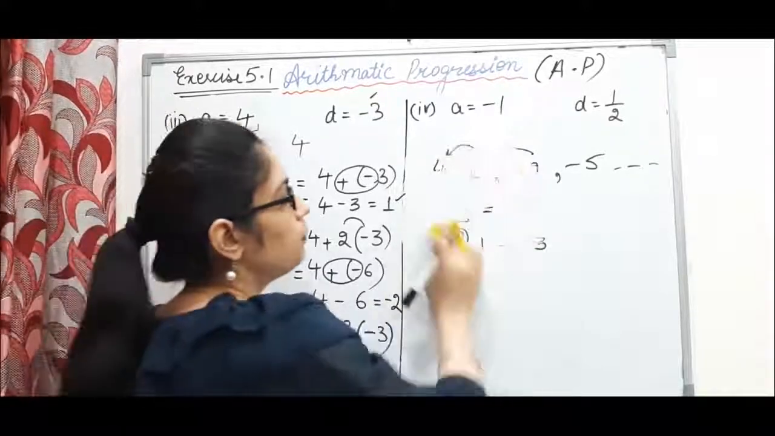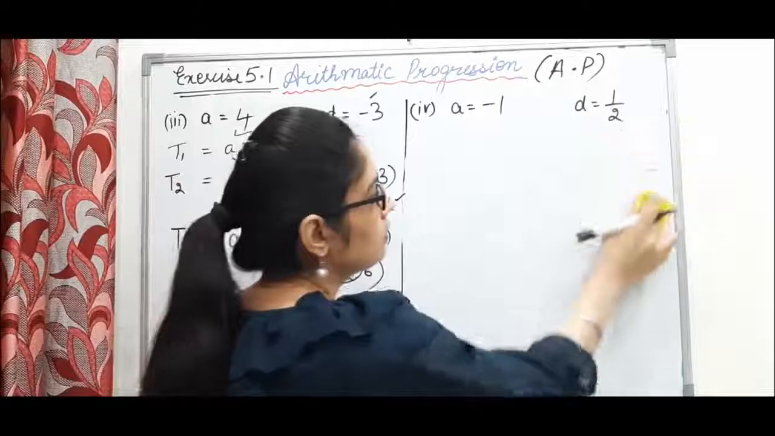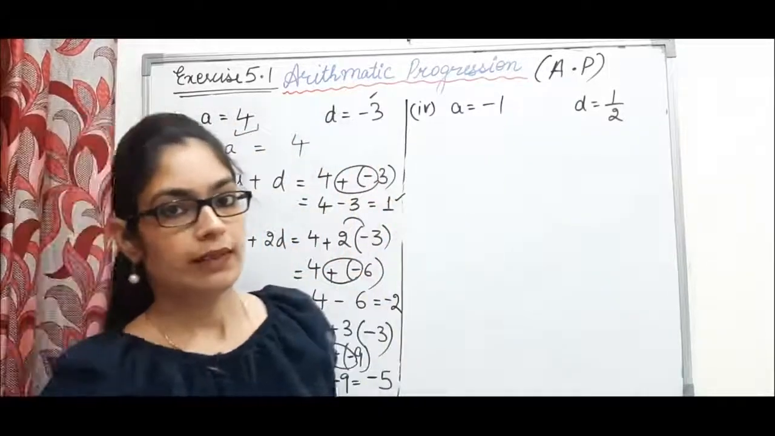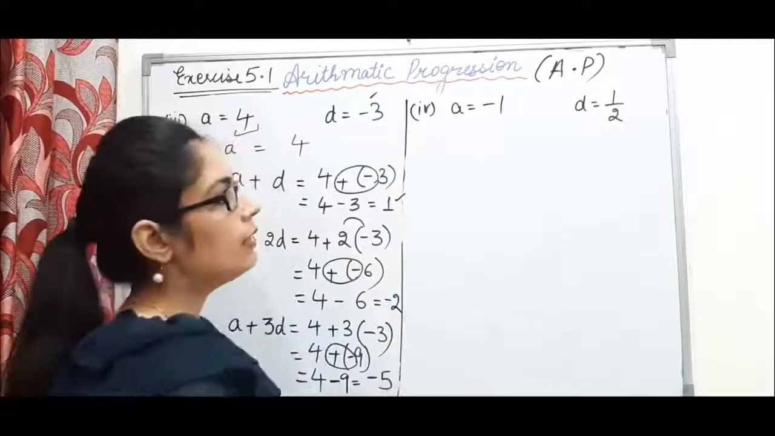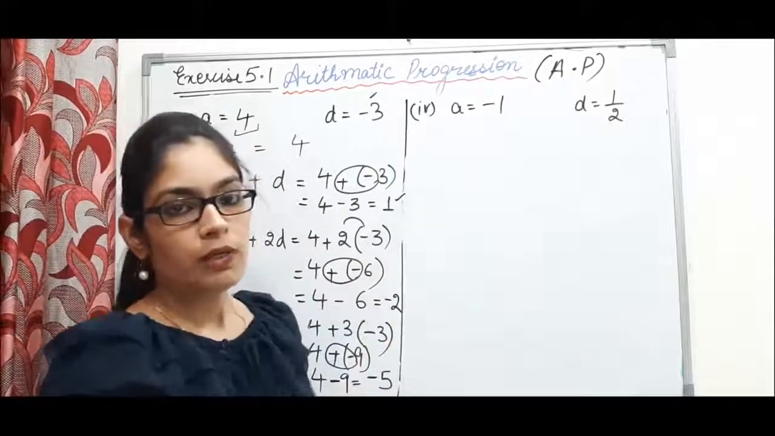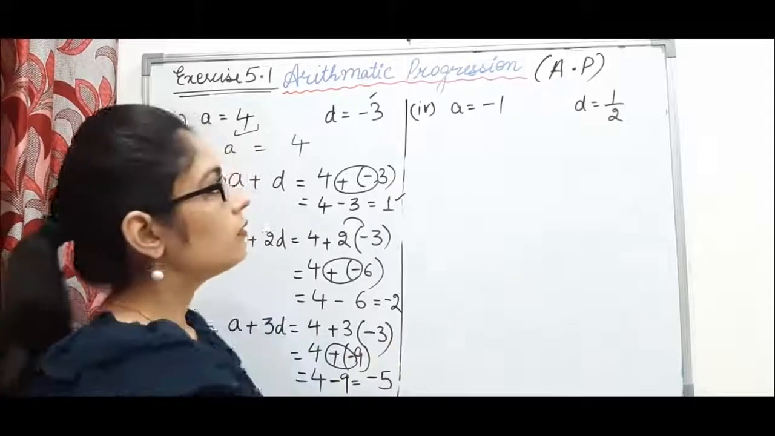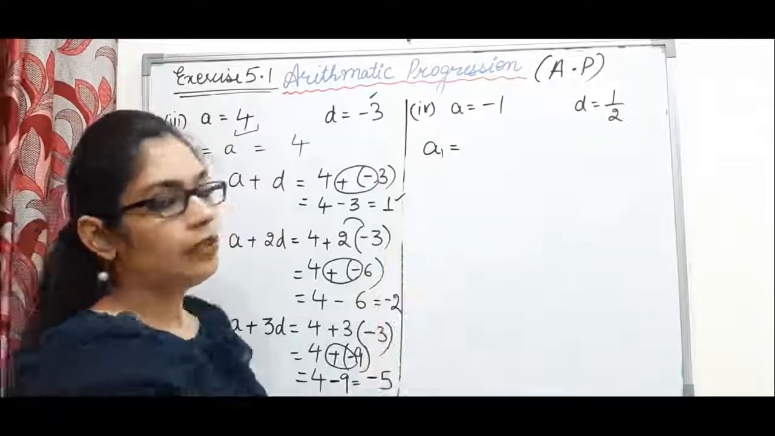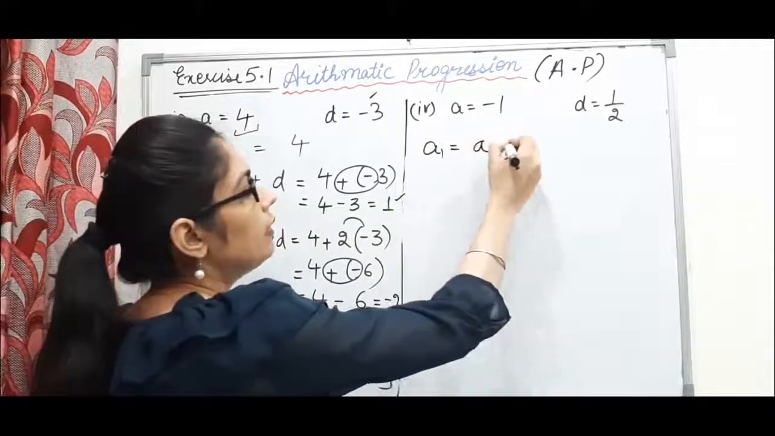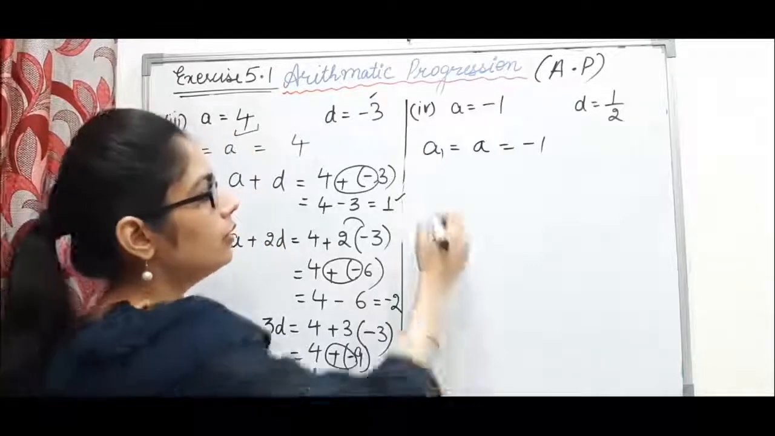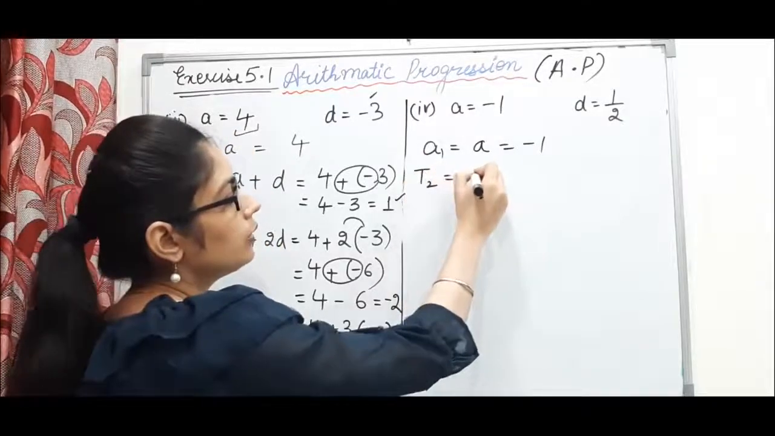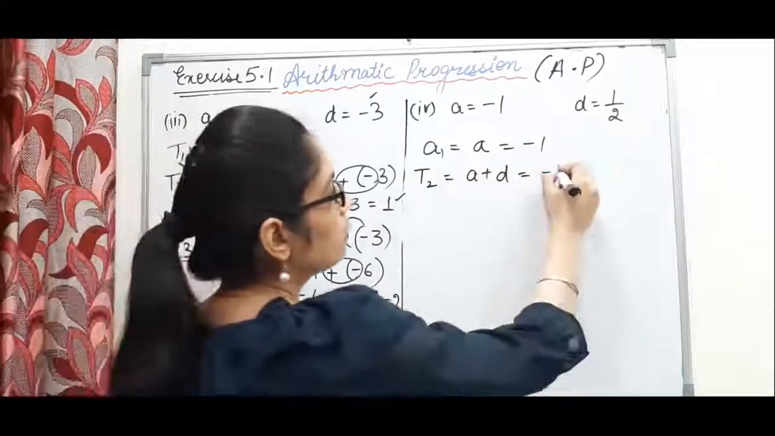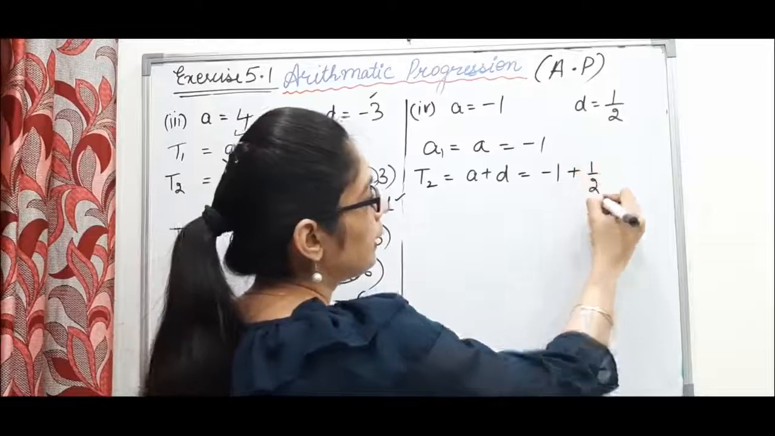Now, let us do the fourth part. See, the fourth part is also similar. The first 4 terms we have to find. This part you can do along with me and just refer to it after finding your answer. The first term is a, I can write it as a1 also and t1 also. This a is minus 1. The second term, a2 or t2, is a plus d. A is minus 1 plus d is 1 by 2.